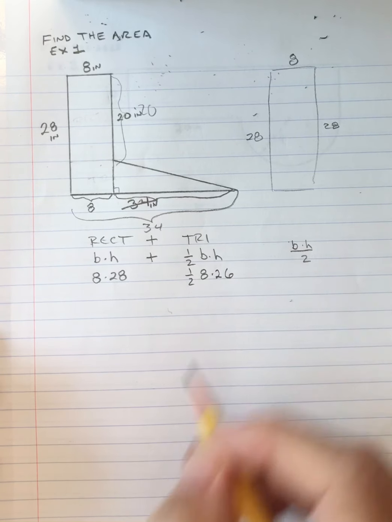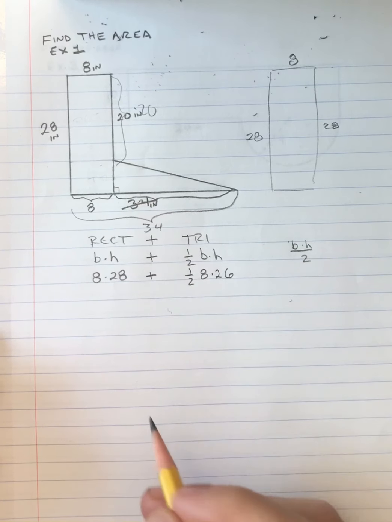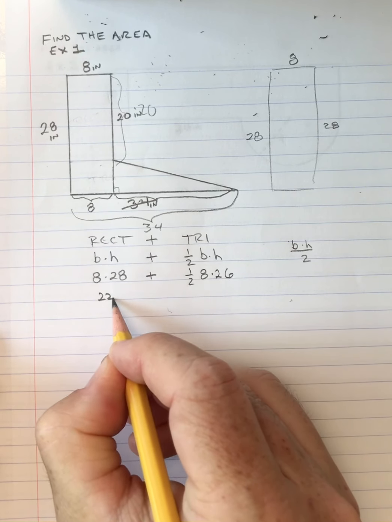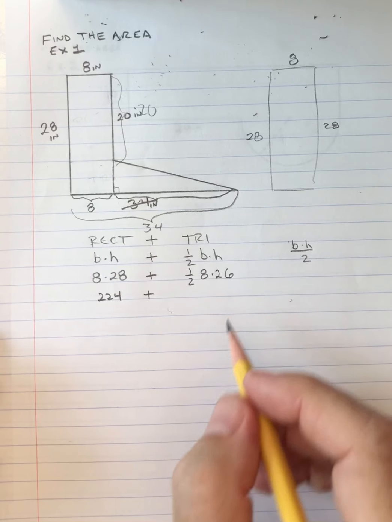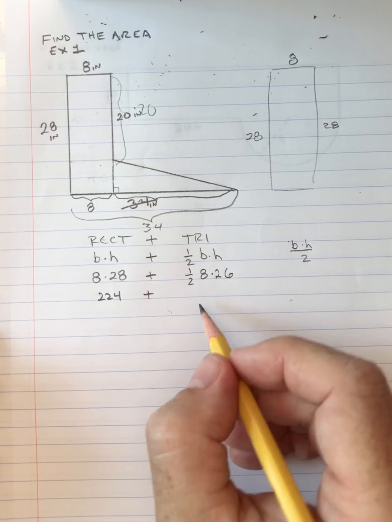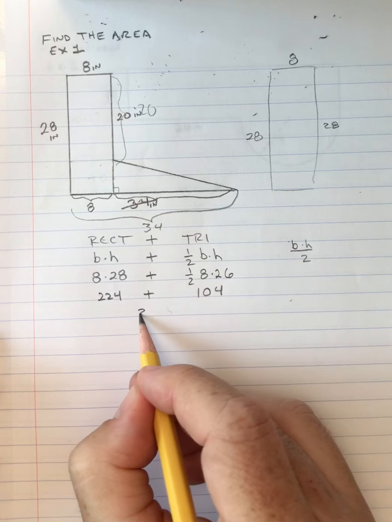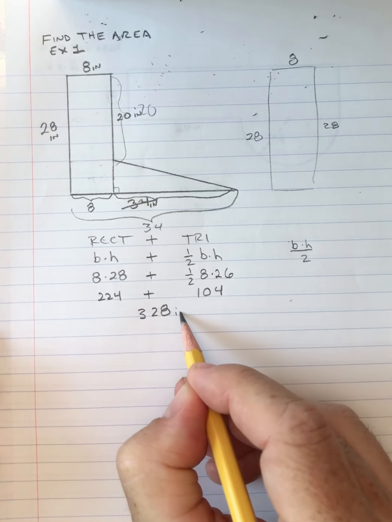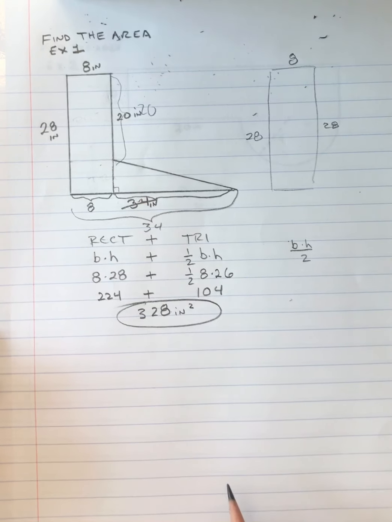So I got 26. From here it's a simple matter of multiplication, but you got to get the right numbers in there. 8 times 28 is 224, I believe. And 1/2 times 8 times 26, well, 1/2 times 8 is 4, and 4 times 26 is 104. When I add those together, that's 328, and I have 328 square inches. And that is my answer.